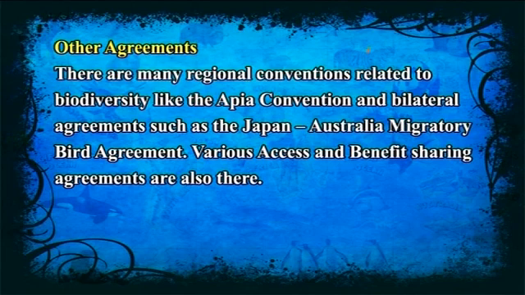Let's see some of the other agreements. There are many regional conventions related to biodiversity, like the ASEAN Convention, and bilateral agreements such as the Japan-Australia Migratory Bird Agreement. Various access and benefit sharing agreements are also there.